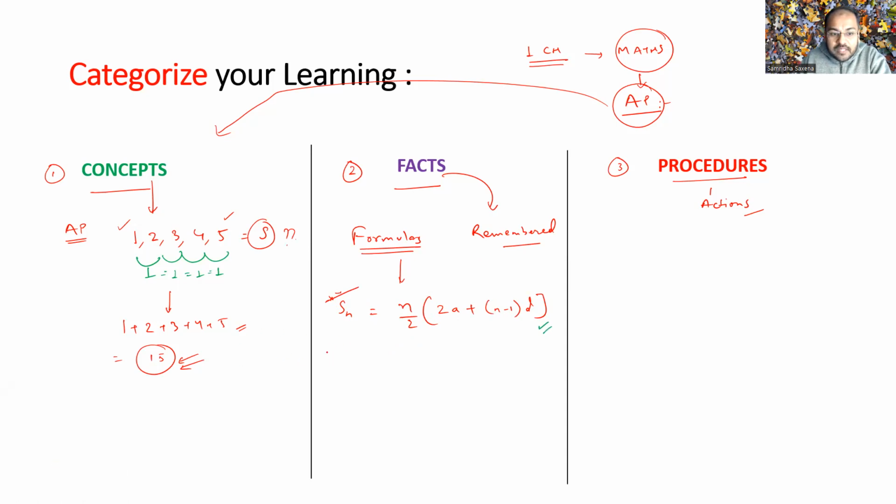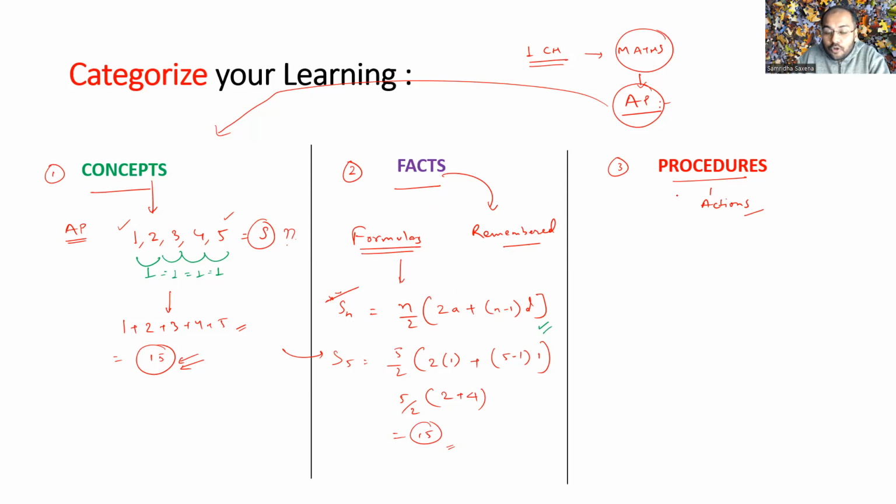So now if you want to find the sum S5 from this example, how do we do it? 5/2 into 2 into a, which is 1, plus n minus 1, which is 5 minus 1, into d, which is again 1. So if we look, 5/2 into 2 plus 4 comes to be 15, right? So this is the factual part which we need to remember.